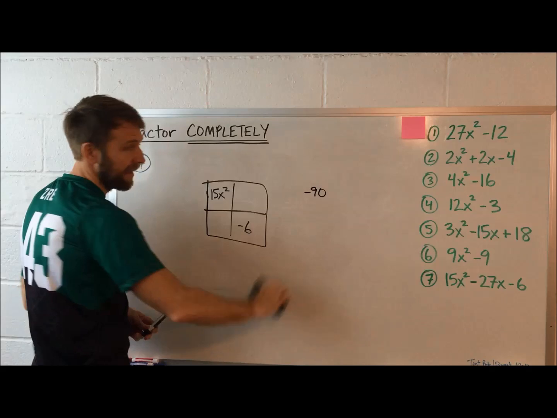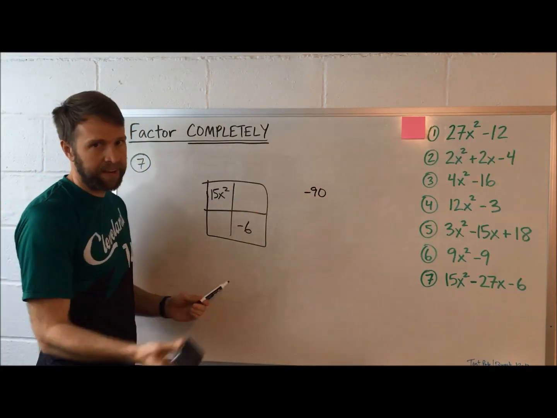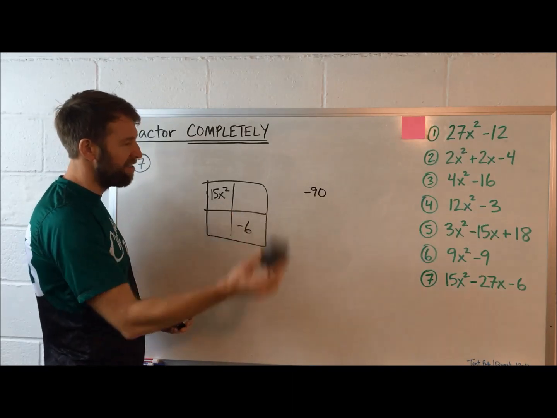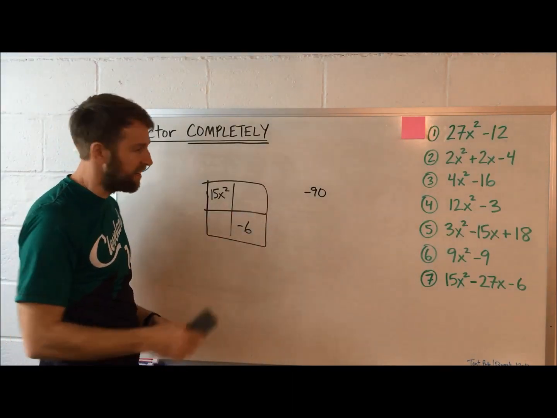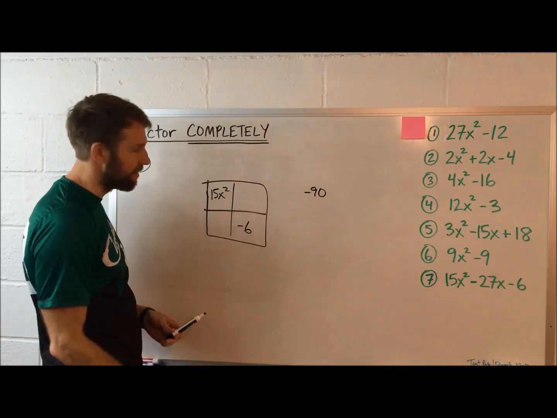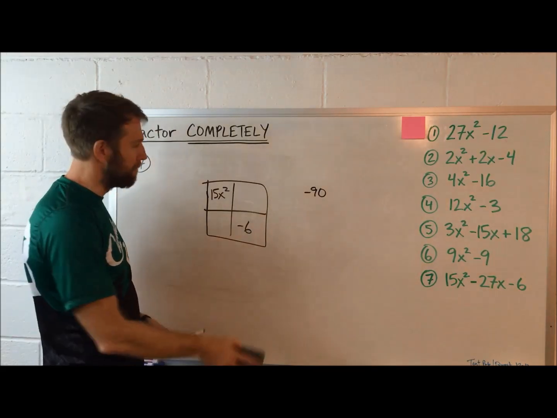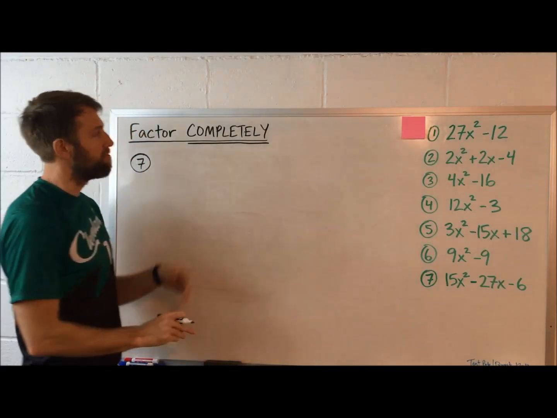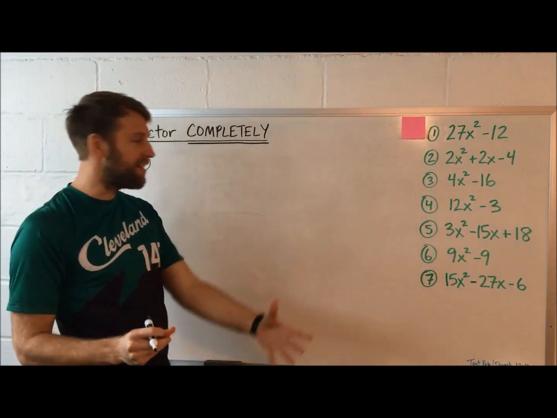I don't. It's going to be a lot of numbers. I mean, I can do it. 9 times 10 or 9 times negative 10. 5 times 18, 1 times 90, 2 times 45, 3 times 30. But then I got to worry about a bunch of negatives. That's a huge list that's happening, right? When you factor completely, you make the problem easier for yourself.